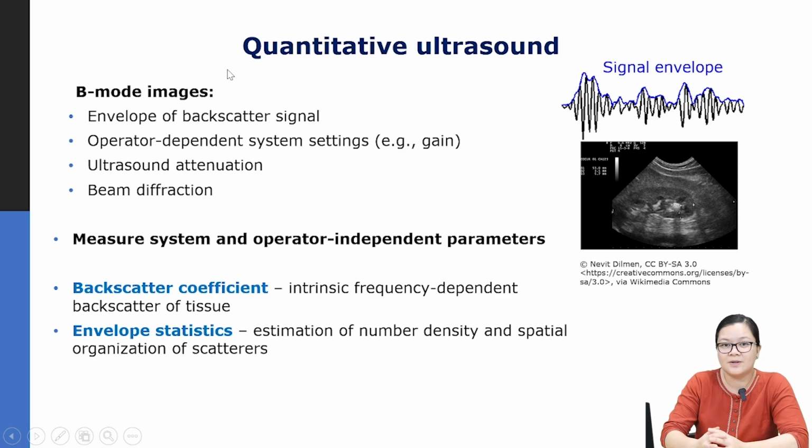So the last lecture we looked at is quantitative ultrasound. Here, the goal of quantitative ultrasound is to be able to measure system-independent and operator-independent parameters that can give you some quantification of the underlying tissue microstructures. So we talked about two classes of quantitative ultrasound. The first is the spectral-based technique. We talked about the backscatter coefficient. And then the second is the envelope statistics technique. We'll just review what was discussed in that lecture.